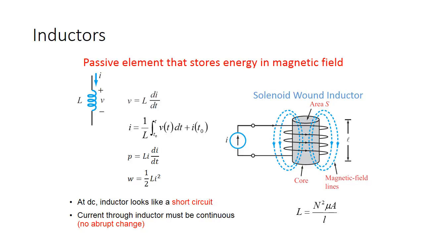Also, our current through an inductor must be continuous. You can't have abrupt changes in current because that will also mess up our calculations as well. So we're looking at inductors over large periods of time for the short circuit and also having it DC.